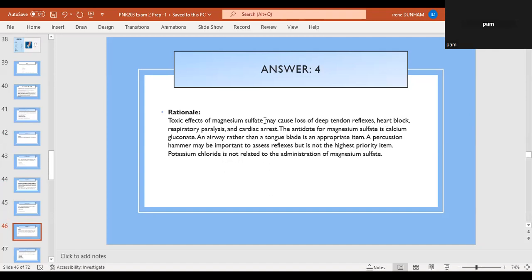It can actually cause heart block, respiratory paralysis, and cardiac arrest. So the antidote for magnesium sulfate is calcium gluconate. Okay. Again, all the other ones would be nice. I mean, a percussion, a tongue blade is good. You can have it, because it's an airway. Percussion hammer, okay, yeah, to assess reflexes, but it's not the highest priority. And of course, I wouldn't have potassium chloride.